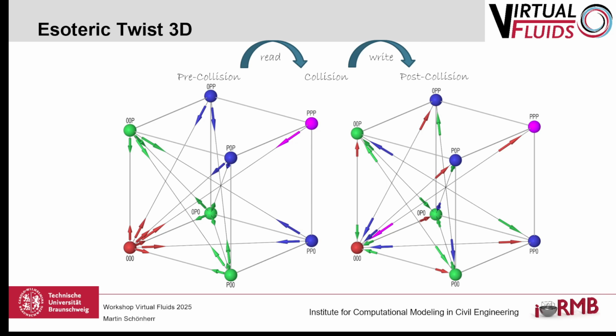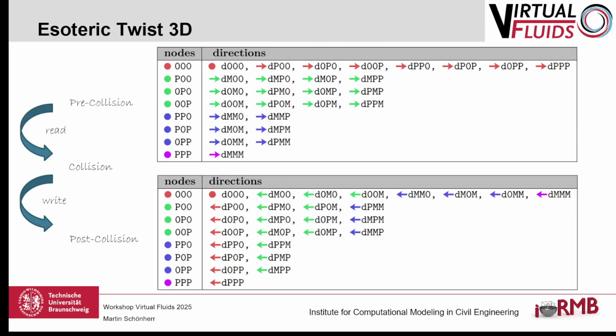So I steal from our own paper. Here you can see it, maybe this is more obvious. If you have a preprocessing plus 0, 0 there, then you have minus 0, 0 after the collision, for example. So it always swaps with the other one on the other side.